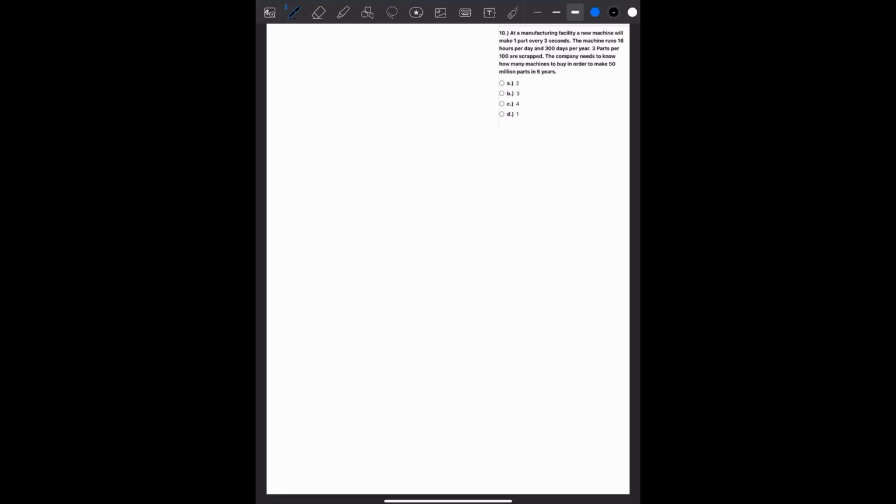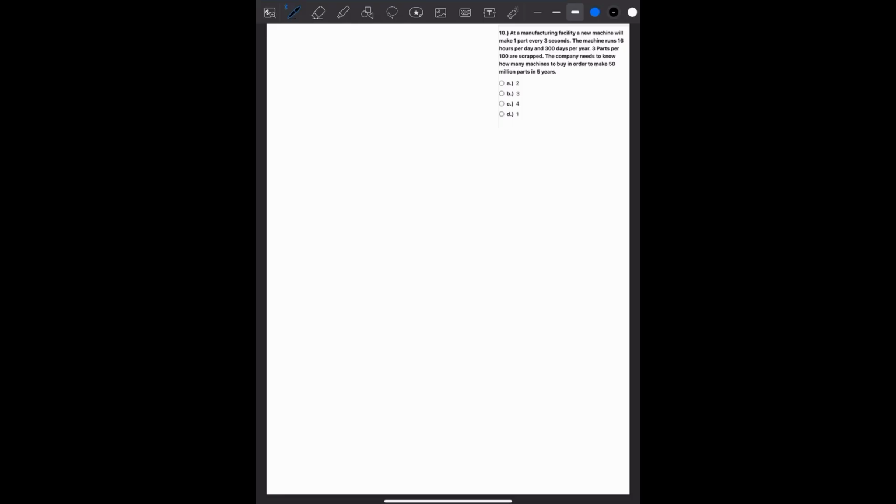So let's look at what we got going on in this problem. The manufacturer is making parts. They give parts per second, hours per day, and days per year. So that should give some parts per year. We also have some scrapped parts in the manufacturing process. And the goal of this problem is to see how many machines it would take to make 50 million parts in 5 years.